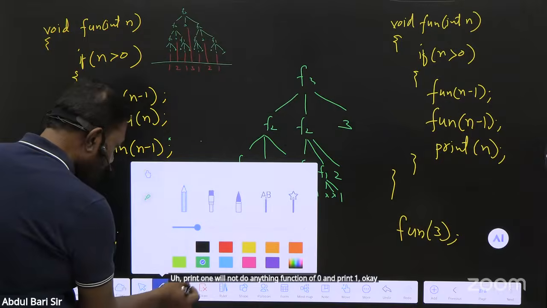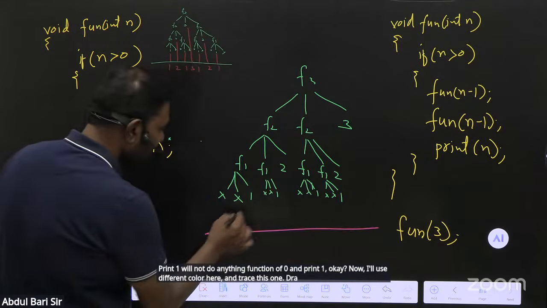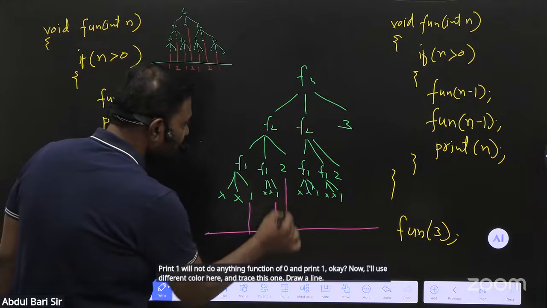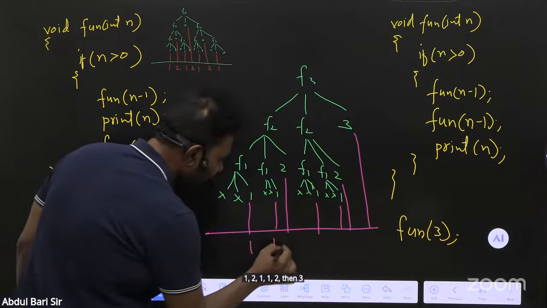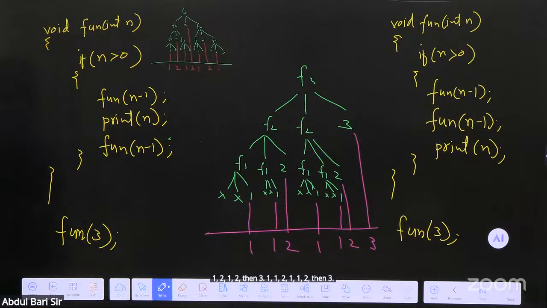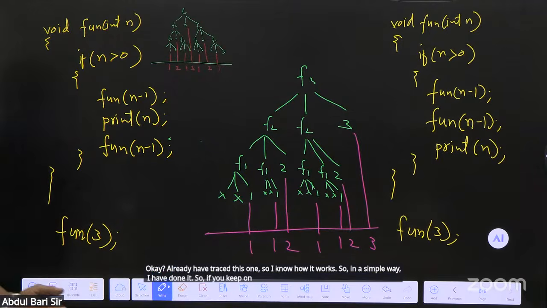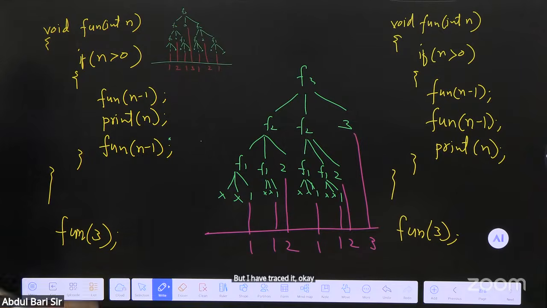Okay. Now I'll use a different color here and trace this one. Draw a line. 1, 1, 2, 1, 1, 2, then 3. Already I have traced this one, so I know how it works. So in a simple way, I have done it. If you keep on practicing every time, you may find shortcuts for getting the answer. But I have traced it. Always trace it and do it.